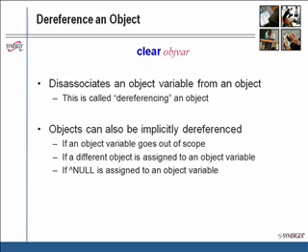There is also an additional way to dereference an object from an object variable, which is to explicitly assign the special value of #null to the object variable. Clearing an object variable and assigning a value of #null to an object variable are exactly the same.